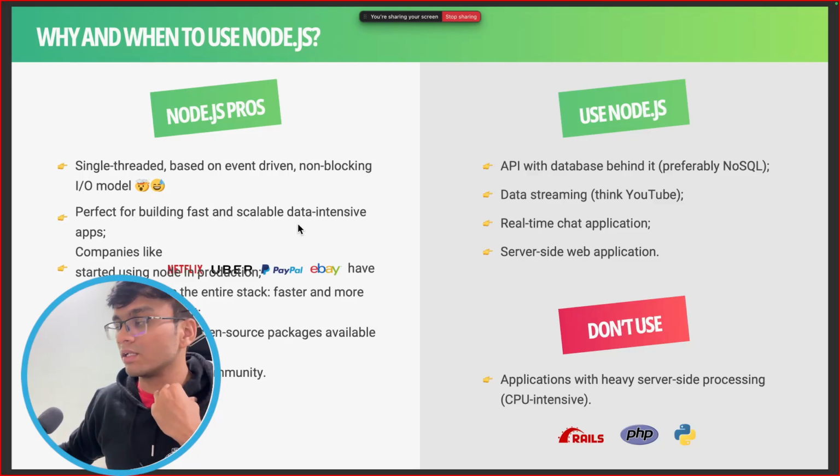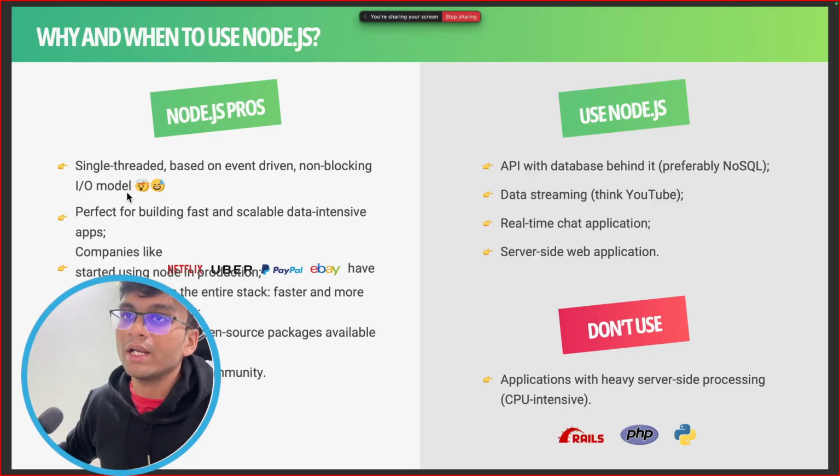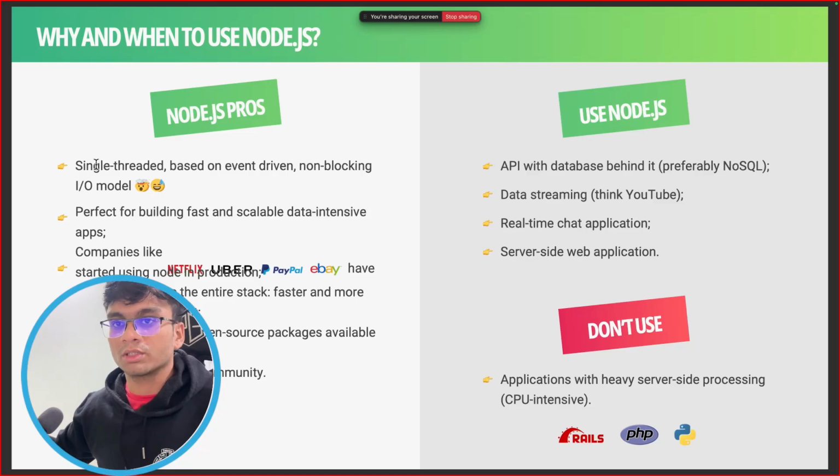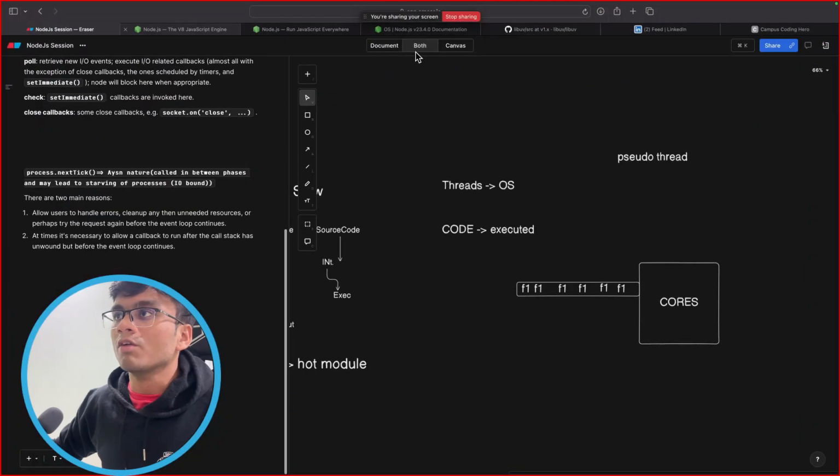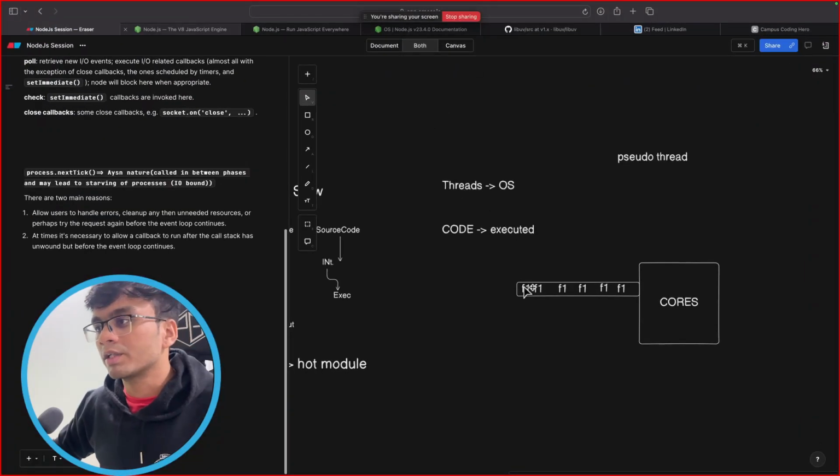So I guess the single-threaded nature is quite clear from your side: whenever a process comes for JavaScript to execute, it goes through a particular pipe, or a particular queue, to the processor to be executed. So whenever we have multiple processes coming into the picture, we have a queue-like structure.